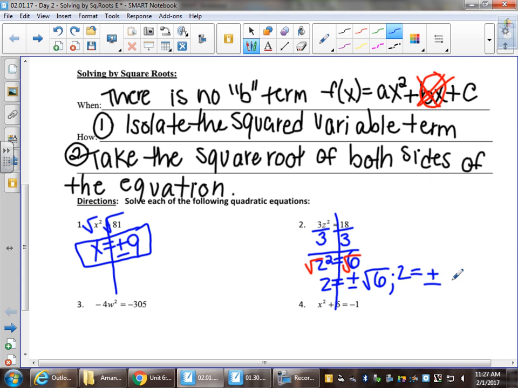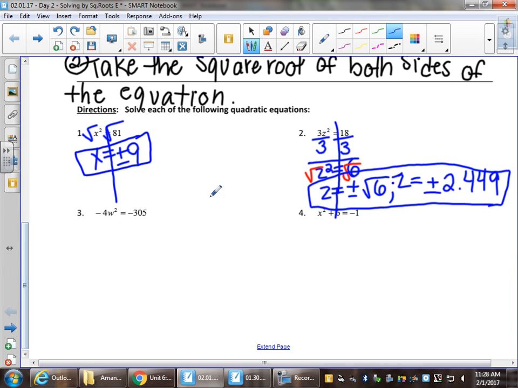Okay, so what did we get? 2.449. Yep. Okay, so we're going to always round to 3 decimal places, so you can stop at 2.449. Okay, so those are our 2 answers. Those mean the same thing. When you simplify square root of 6 further, it comes out to 2.449. Okay.